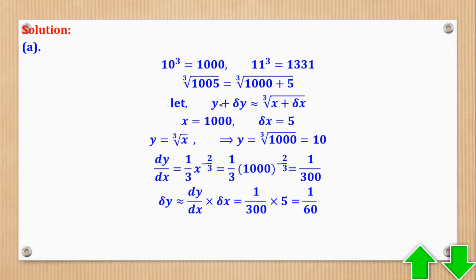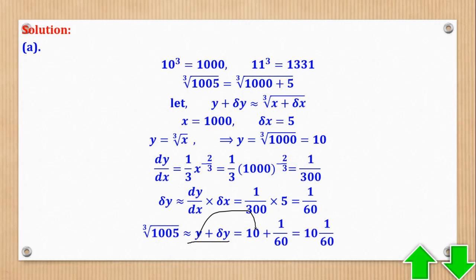So now I have the value of y and also the value of small change in y, meaning I can get the required cube root. Therefore, I come here and say that the required cube root is equal to y plus small change in y. Y is here, small change in y is here, which gives you that. And that's what they wanted.